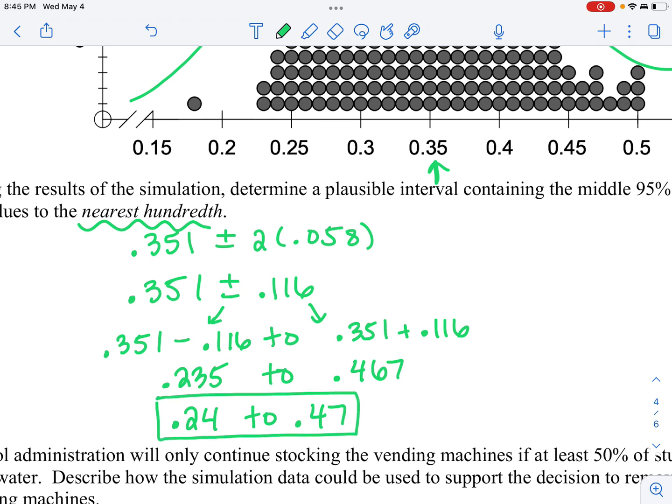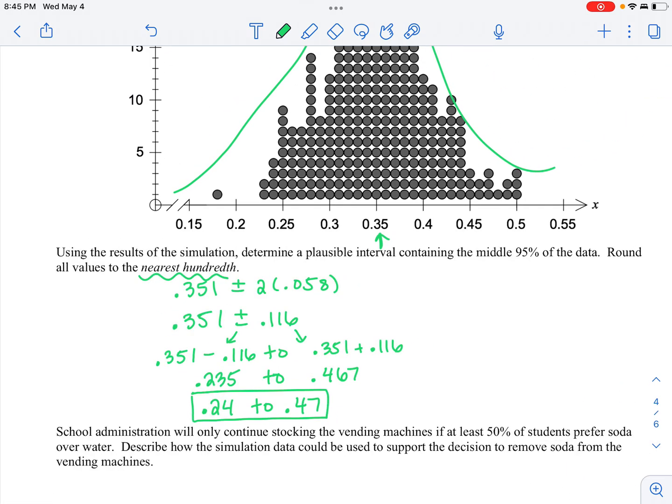If something falls within this interval, we would say we are confident. If something falls outside, not so confident that's going to happen. Or likely to happen inside the interval, not likely to happen outside the interval.